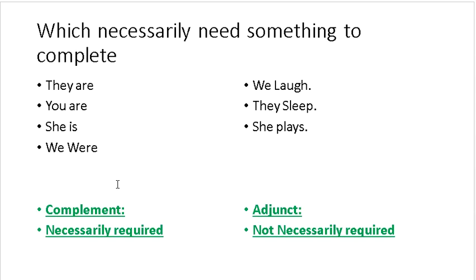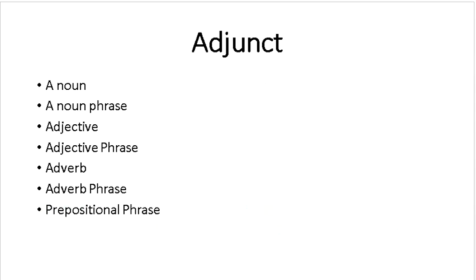Now, what kind of adjuncts are available there? Here, adjunct may be a noun phrase, maybe an adjective phrase, maybe an adverb phrase, maybe a preposition, maybe a prepositional phrase, whatsoever it is.